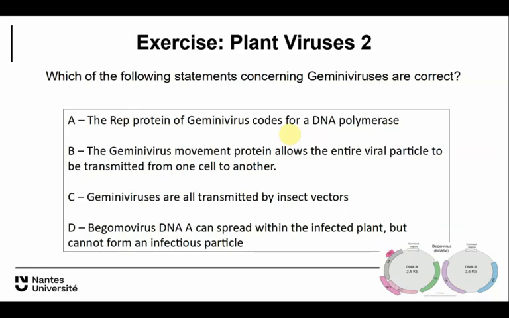B, the movement protein allows the entire virus particle to be transmitted from one cell to another. Who says yes? Who says no? The answer is no. It binds single-stranded DNA, and that's what moves. Geminiviruses are all transmitted by insect vectors. You have to guess. What would you guess? Who guesses yes? Who guesses no? I think yes, as far as we know, they are all transmitted by insect vectors.